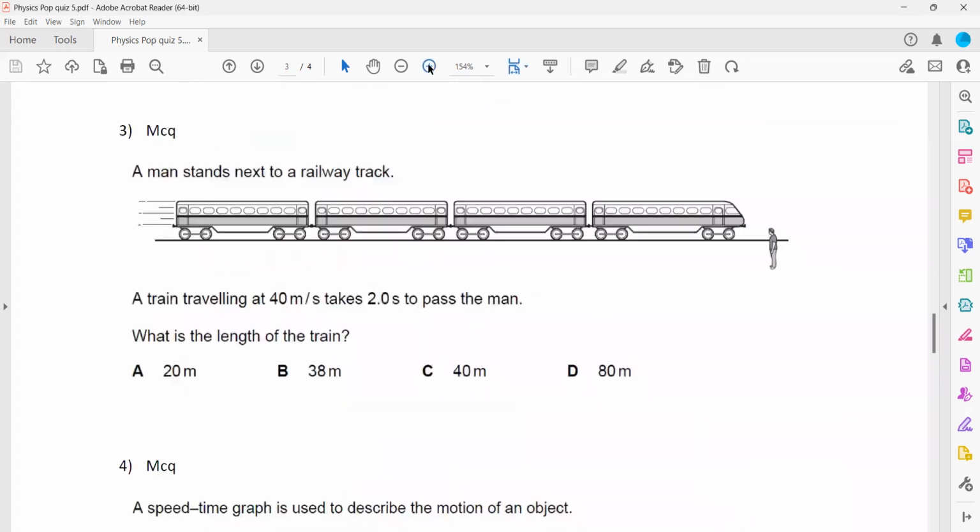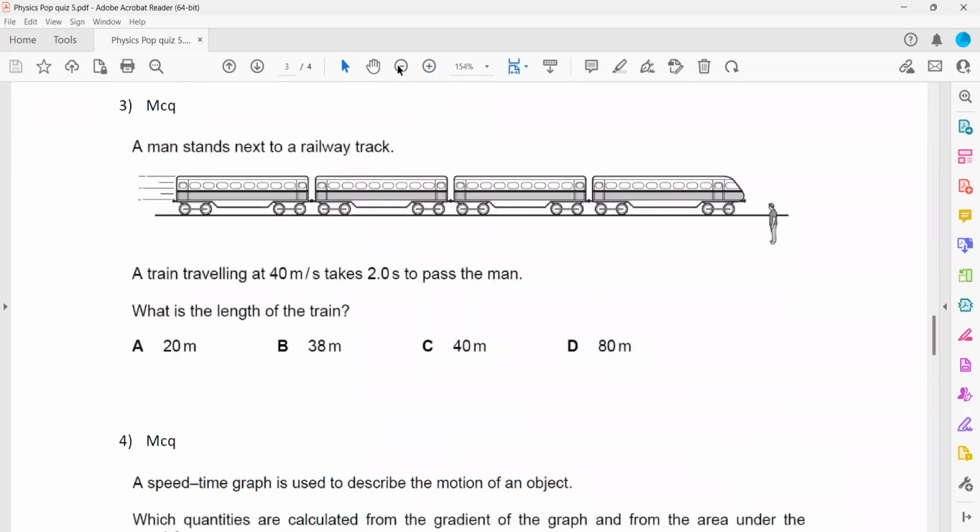In question 3, a man stands next to a railway track. A train travels at a speed of 40 meters per second and it takes 2 seconds to pass the man. What is the length of the train? It means they're asking for a distance. We have the speed and we have the time.